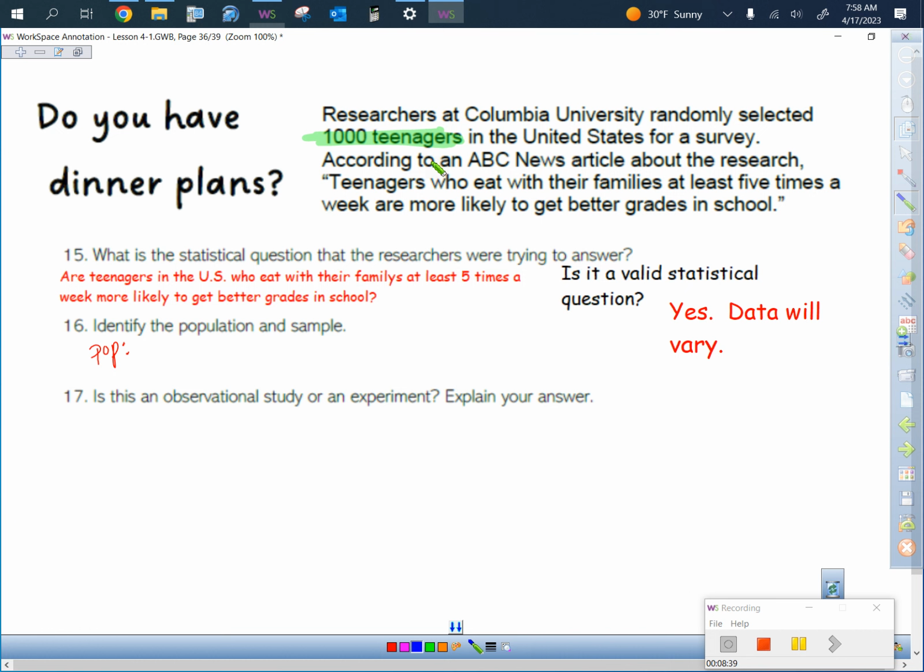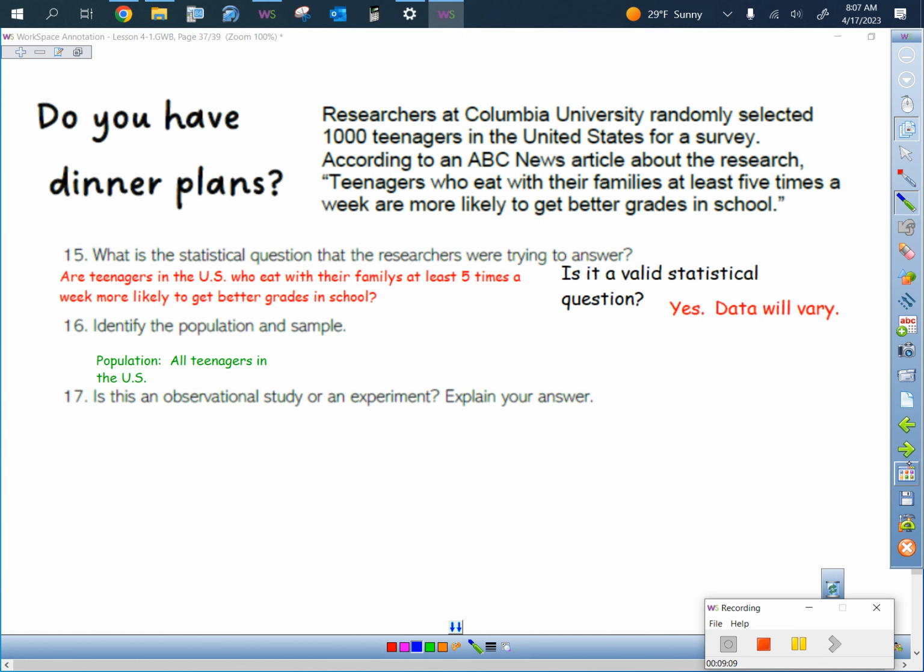So is there anything specific about these 1,000 teenagers? They're all from where? U.S., right? So it's not just teens across the world. So the population is all U.S. teenagers. All U.S. teenagers. Sorry, I made that small there. The population is all U.S. teenagers. That means then the sample is the 1,000 random teens surveyed.